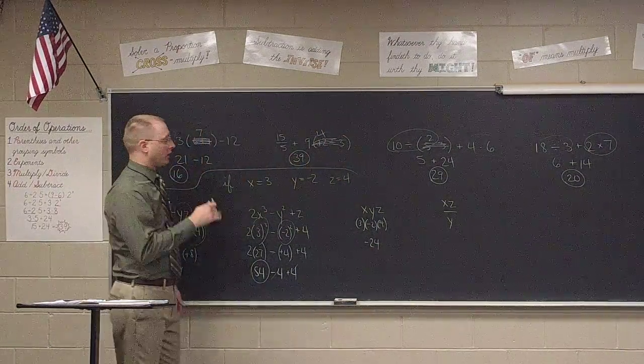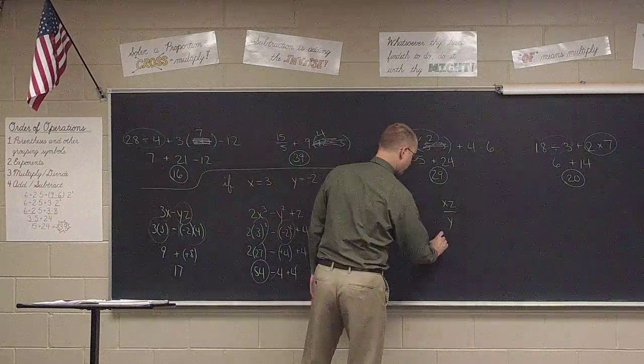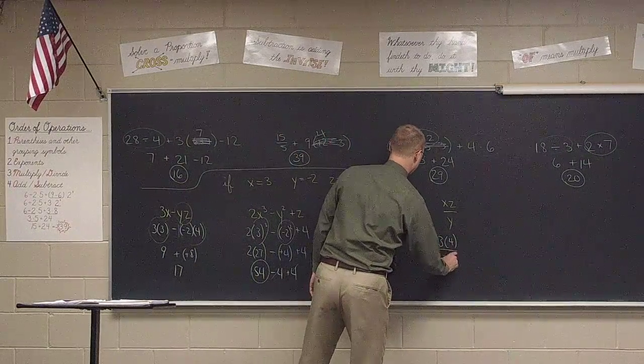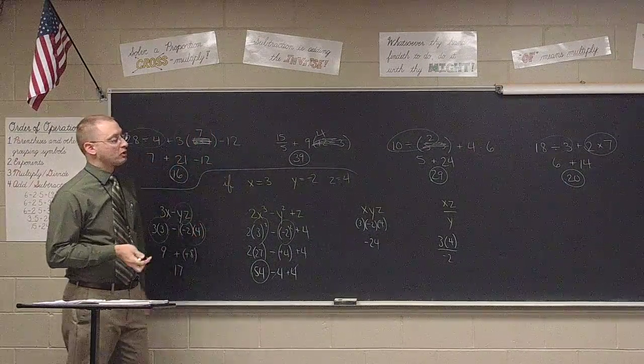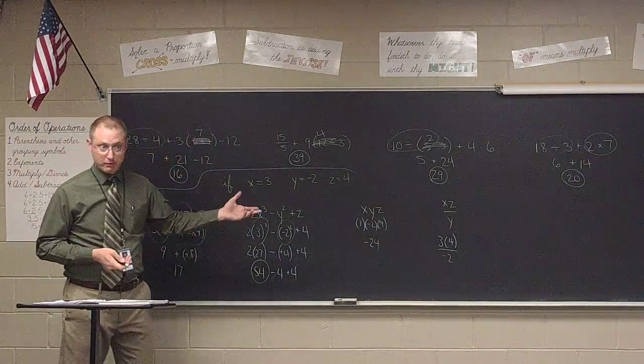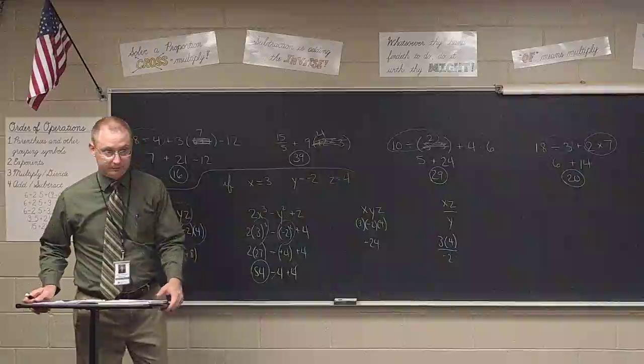All right, then the last one, we've got the x to z over y. Of course, that's 3 times 4 over negative 2, which gives us what, Brecken? Good, negative 6 for the last one. Questions on any of this?